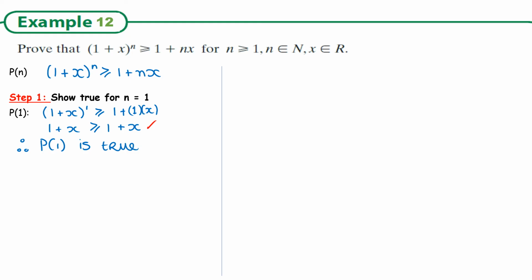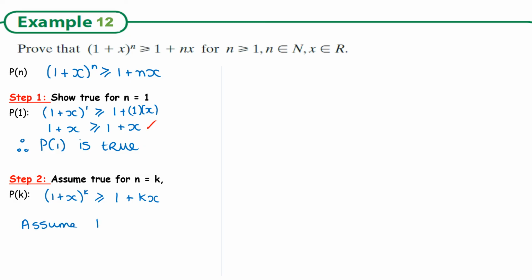Then we have step 2. Assume true for n equals k. So we're going to assume that (1 plus x) to the power of k is greater than or equal to 1 plus kx. We assume Pk is true. Step 3, prove true for n equals k plus 1.